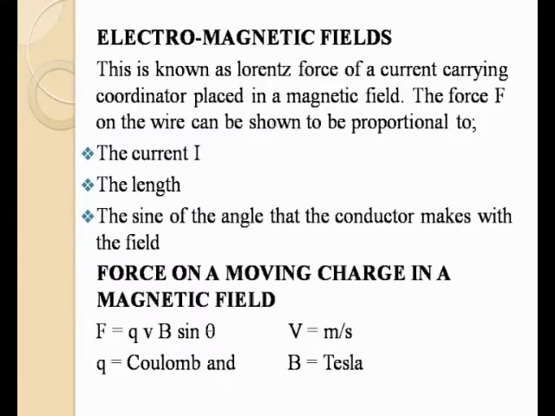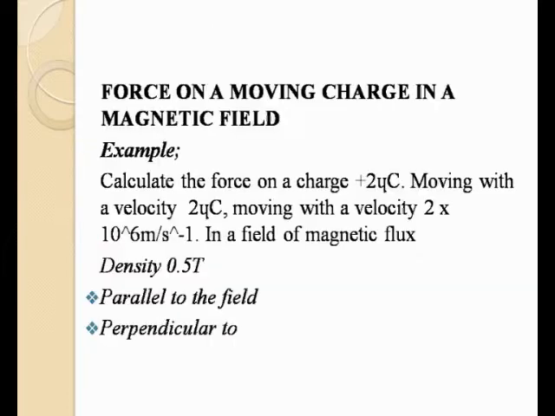Now let's look at this particular question. The example says a force F is on a charge plus 2 microcoulomb, moving with a velocity of 2 times 10 to the power 6 meter per second. That's the velocity. Remember, our formula is QVB. Now it has a magnetic field flux density of 0.5, so that's your B, 0.5 Tesla.